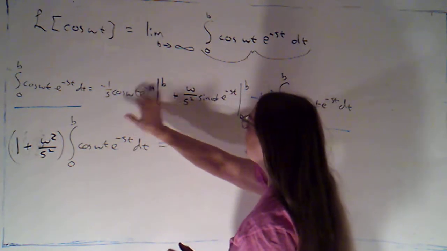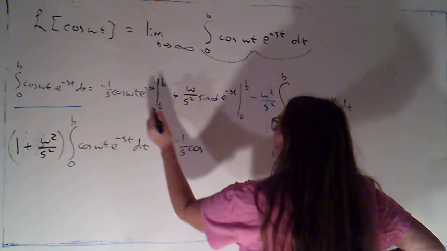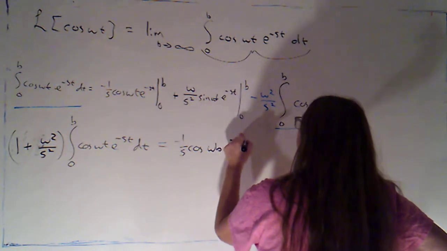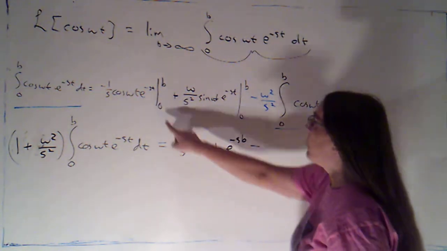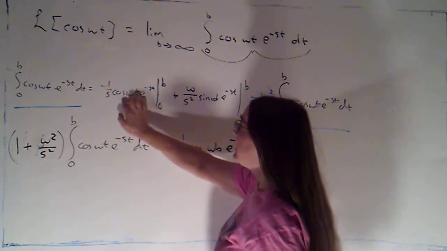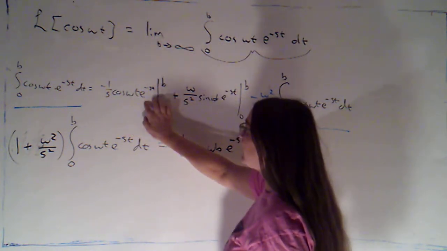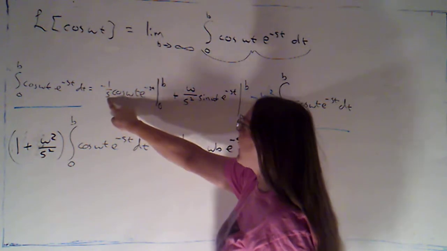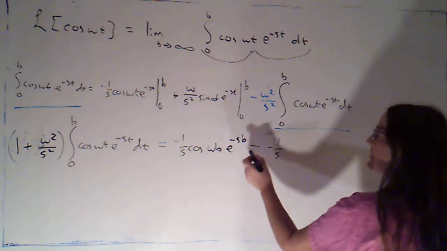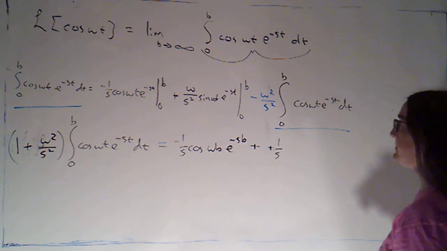That's going to be this evaluated at b, so negative 1 over s cosine omega b e to the negative sb minus what I get when I plug in 0. Now, when I plug in 0 for t, cosine is going to become 1. E to the 0 is going to become 1. So I'm just going to get a negative 1 over s. And of course, minus a negative 1 over s is just a plus 1 over s.